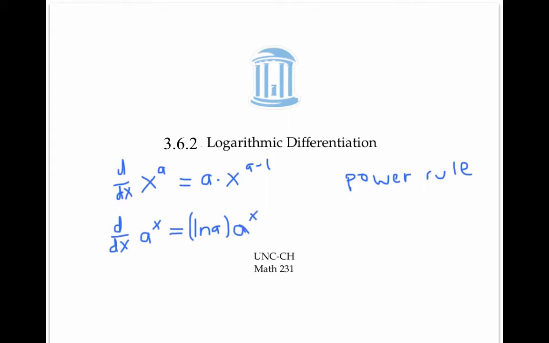So we know how to take the derivative when the variable x is in the base or when it's in the exponent, but what if the variable's in both the base and the exponent? How do we take the derivative of x to the x? To differentiate functions like this, we'll need to use the technique of logarithmic differentiation.